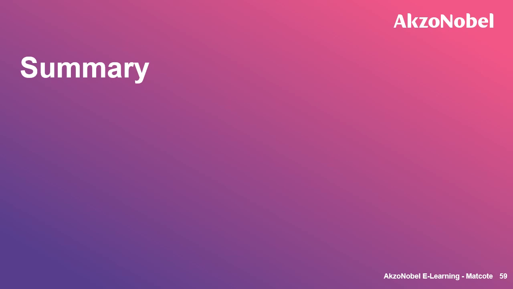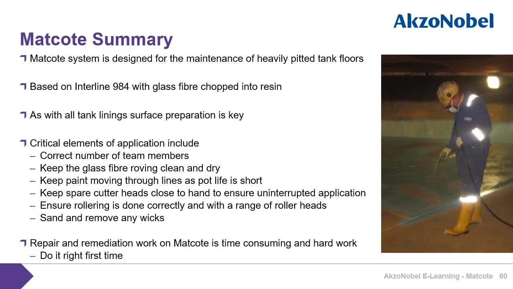As we come towards the end of this short webinar, we'll take a quick look at some of the key elements when applying Matcote. The primary use for the Matcote system is on the maintenance of heavily pitted tank floors. The system can be used at new construction and in other maintenance scenarios, however. The system is based on Interline 984 with glass fibre roving chopped into the resin. As with all tank linings and protective coating systems, surface preparation is key.